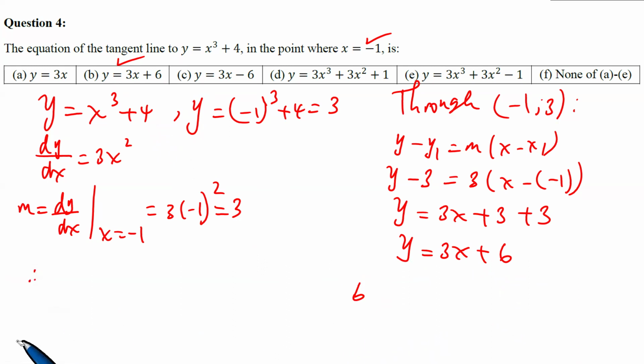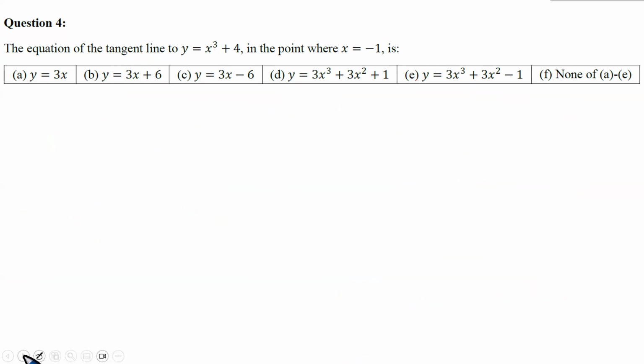Option B gives the correct equation. So the correct equation is therefore y equals 3x plus 6. Any question? No question. All right, good. Move to the next one.